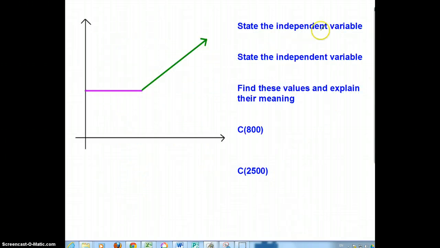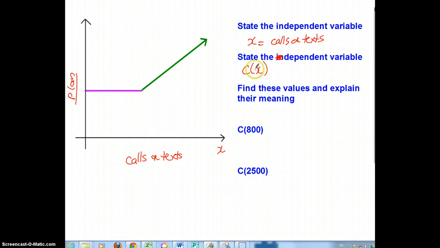Okay, so let's now introduce some function work with it. It says state the independent variable. So what did we let this be? X was the calls and texts, wasn't it? Okay, so let's introduce some algebra here. Let X equal the cost of calls and texts. And of course the dependent variable, the cost of the plan, depends on the amount of calls and texts. So I want to bring in some function notation. Let's call that C(x), cost of plan for x amount of calls and texts. Okay, so we've got our variables, cost of plan.